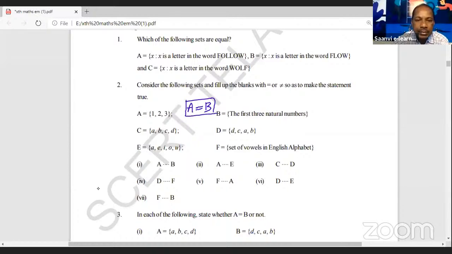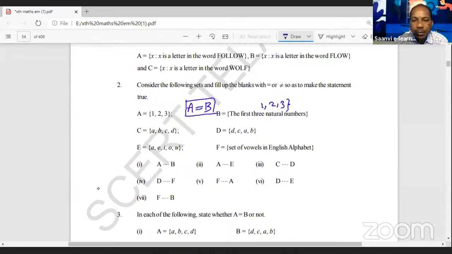Why? Because see, in set A, the elements 1, 2, 3 are there. In set B, if we write the elements, the first three natural numbers, what elements do we get? 1, 2, 3 only. No? 1, 2, 3 are the first three natural numbers. Okay. In set A, the same elements are there. In set B also the same elements are there. So A is equal to B.